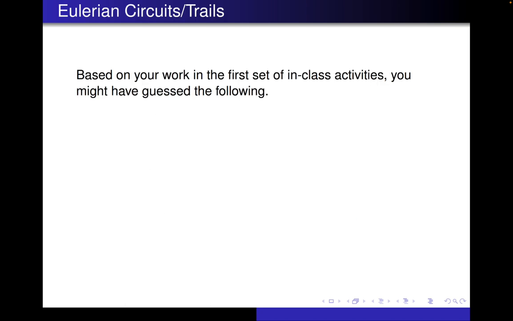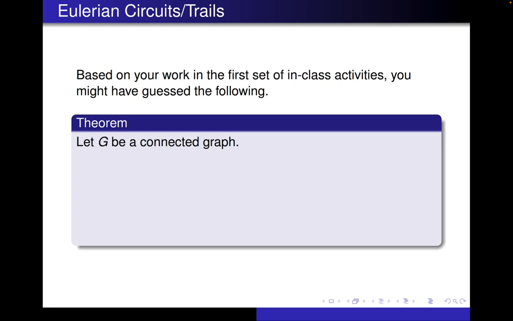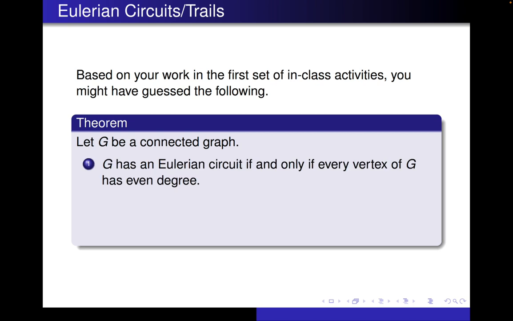And in fact, based upon the examples here, perhaps, and certainly the examples that you looked at in the set of in-class activities where you were actually looking for Eulerian trails and Eulerian circuits, you probably came up with the following guess. So if G is a connected graph, and remember, it has to be connected to have any kind of Eulerian trail because we have to make sure to get to all the vertices, G has an Eulerian circuit if and only if every vertex of G has even degree.